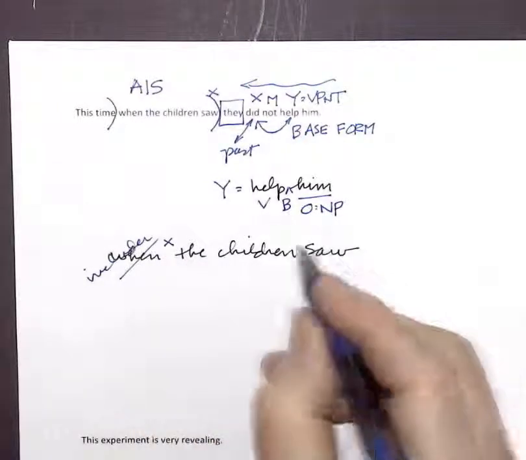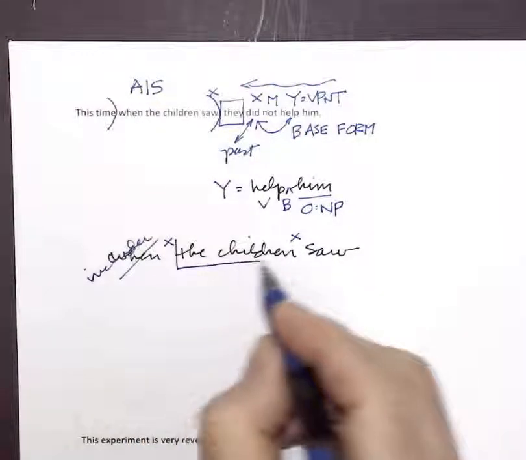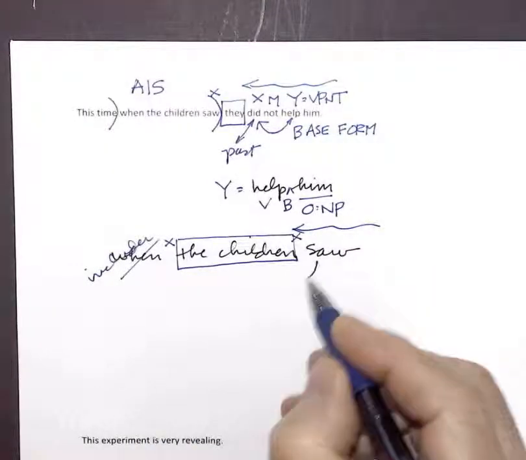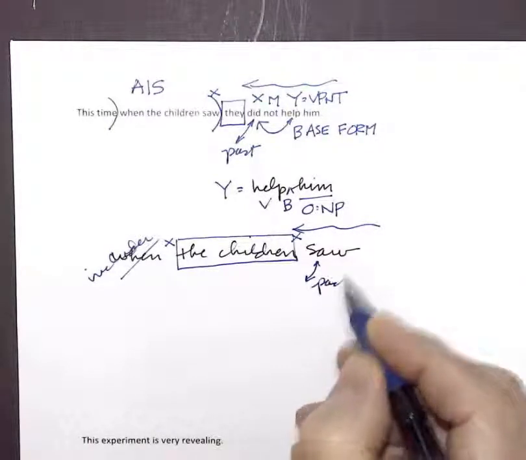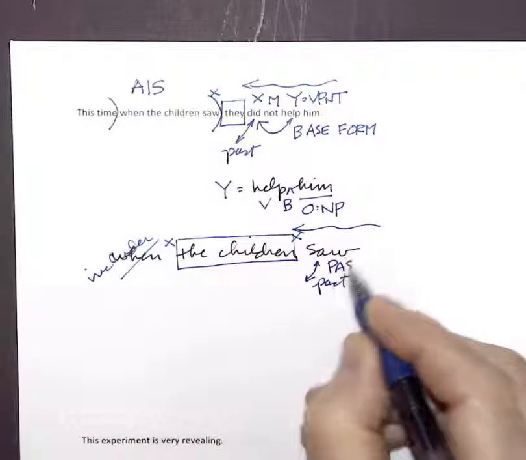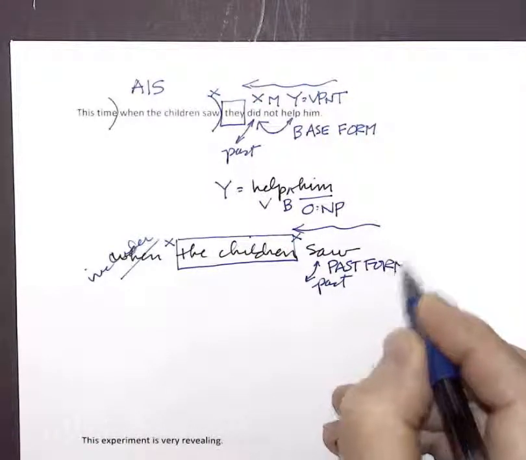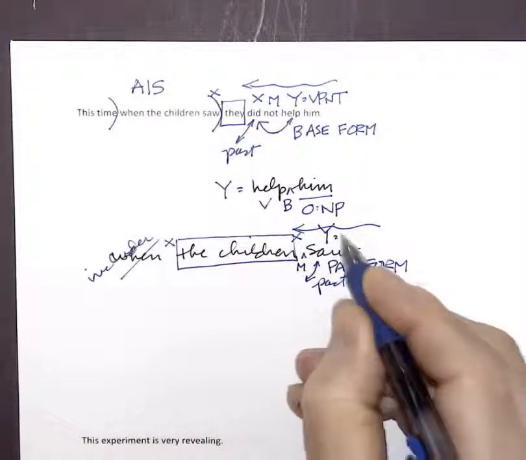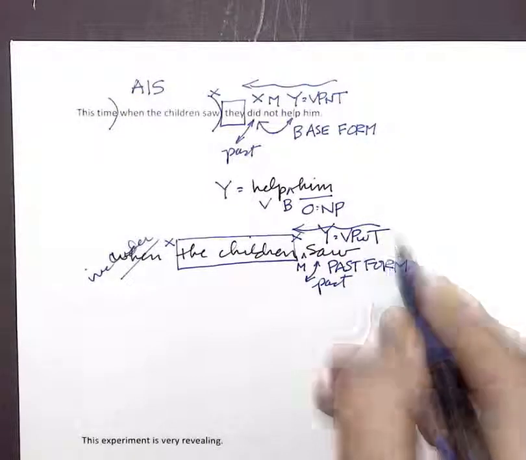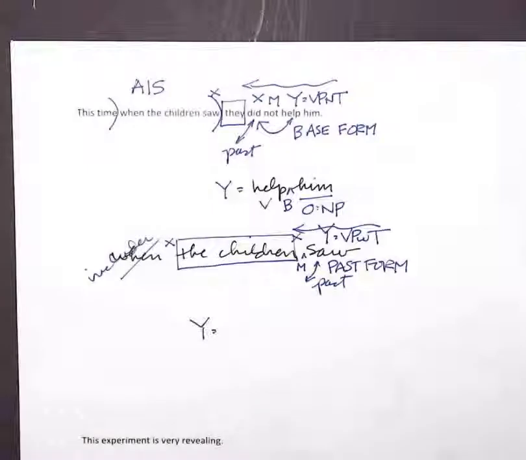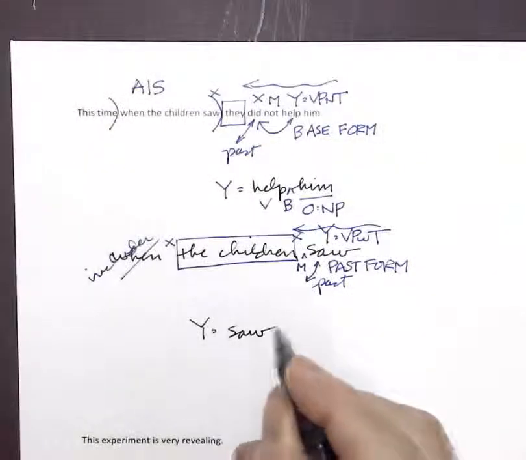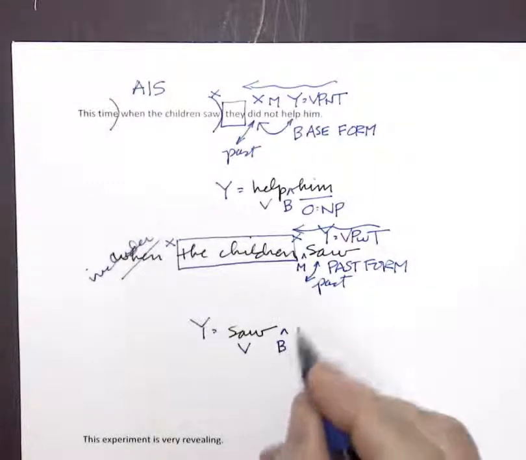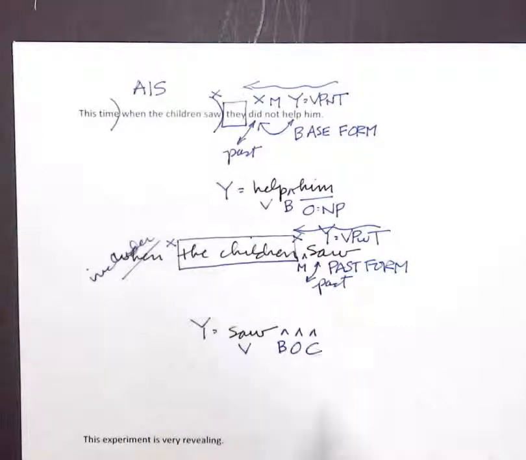Did the children see? The children did not see. The children is the subject. Saw is the predicate. Now saw ties with the past. It's the past form. The M place is here. It's empty. Saw is Y, and that's a verb phrase with time. Saw is the verb, the particle, object, and complement places are all empty.